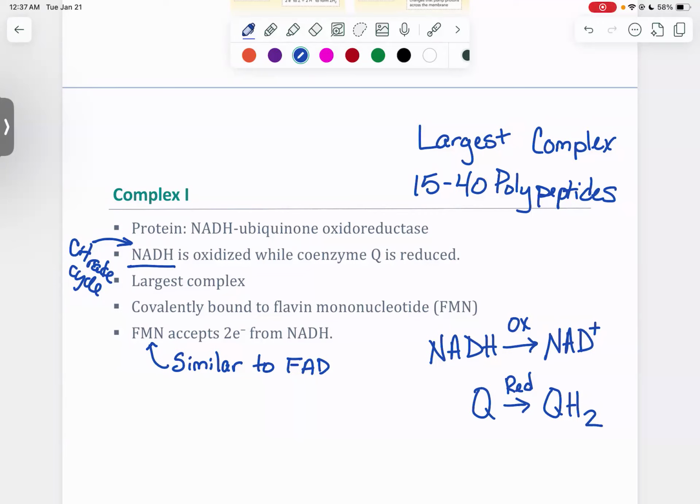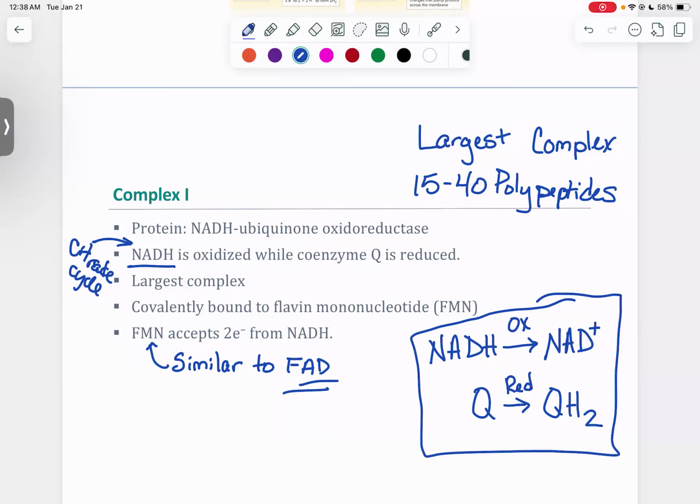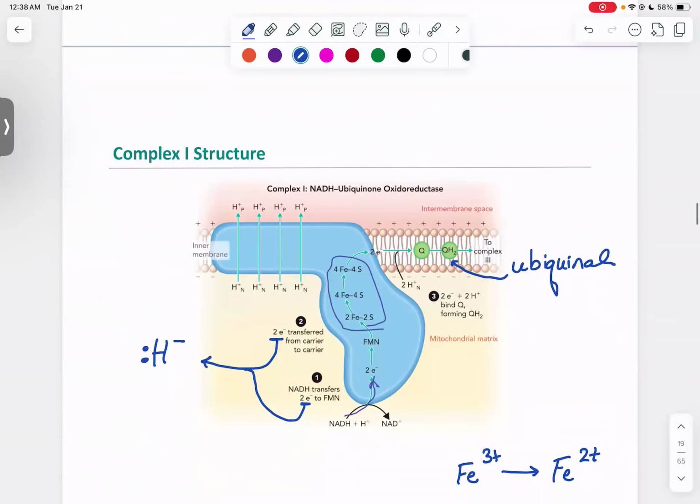FMN is very, very similar in structure to FAD. So like, you know, it accepts its electrons. So it's another electron carrier. So remember your oxidation and reduction. If you have to go back and do OIL RIG, that's okay. So oxidation, we're going to lose our hydrogen, and reduction, we're going to gain it. So if you look at the different components, NADH is being oxidized, Q is being reduced. So make sure you get that really, really solidified in your brain.